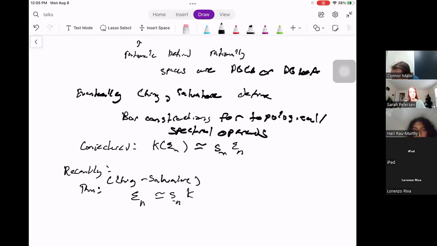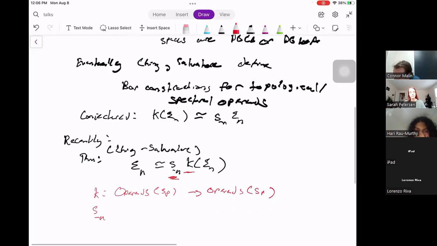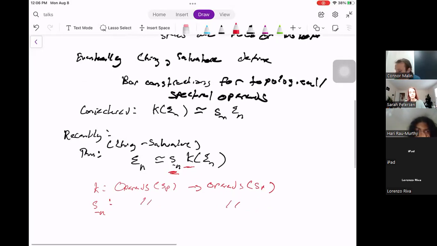Again, I'll get into what K means. So let me highlight some things that are maybe not known. K is this Koszul duality functor, which goes from operads to operads. This is in spectra. And this S^{-n} is a version of suspension for operads. So this is, again, operads in spectra to operads in spectra.